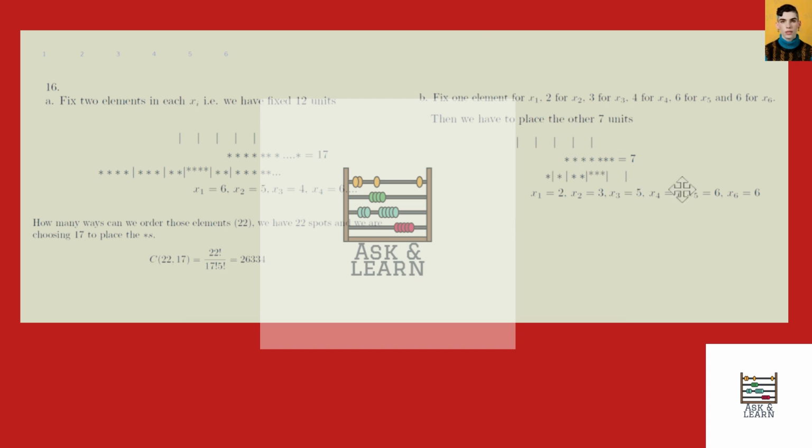Now, how many ways can we do this? We have 12 elements, and we have to select from those 12 spots the 7 that are going to have the stars. So we have the combinatorial number 12 choose 7. That has that value, and that's the amount of ways we can arrange this.